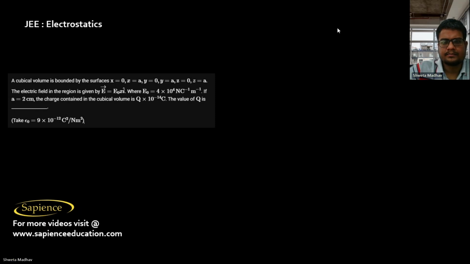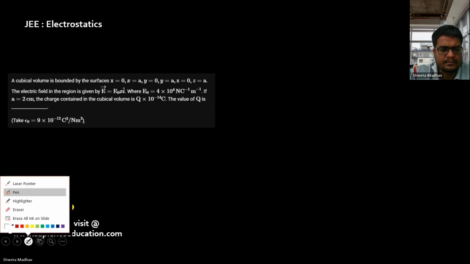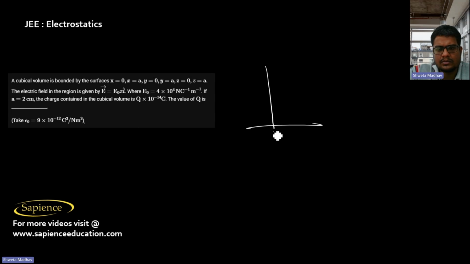So here it is told that a cubical volume is bounded by the surfaces x equals 0, the yz plane, x equals a, y equals 0, the xz plane, y equals a, z equals 0, and z equals a.